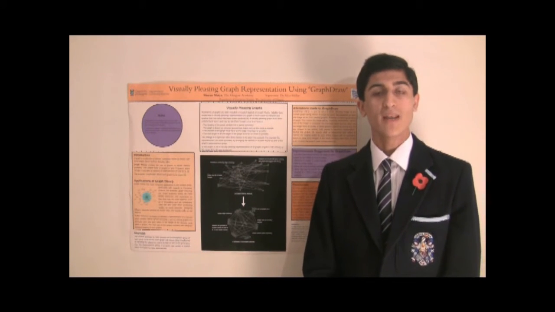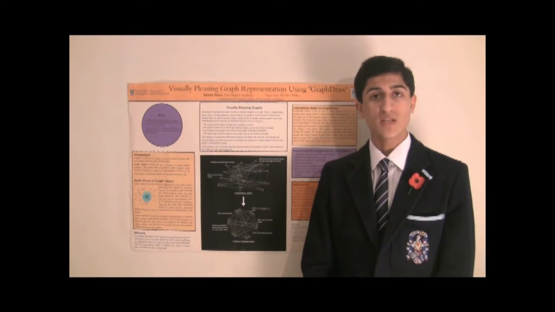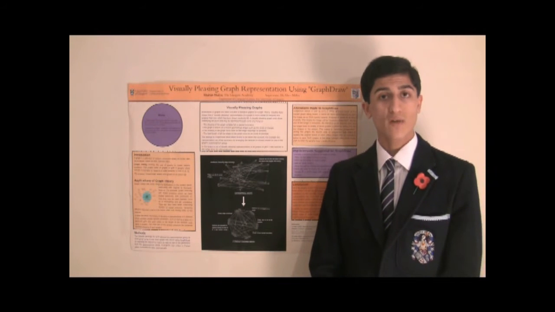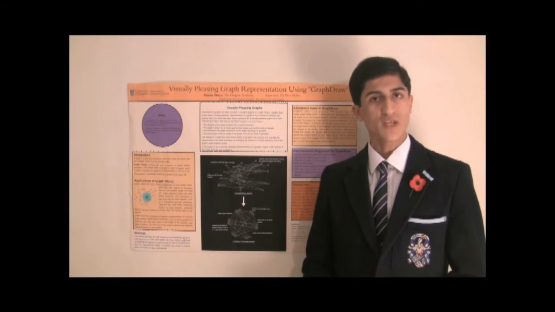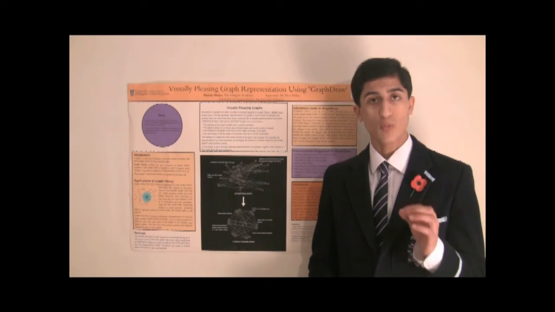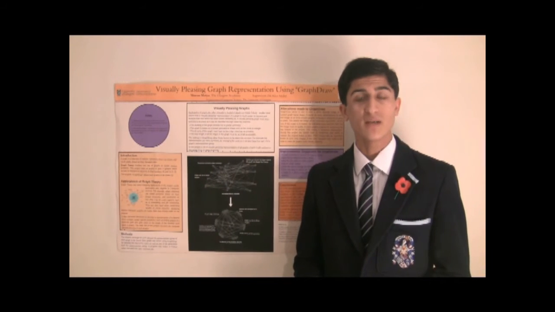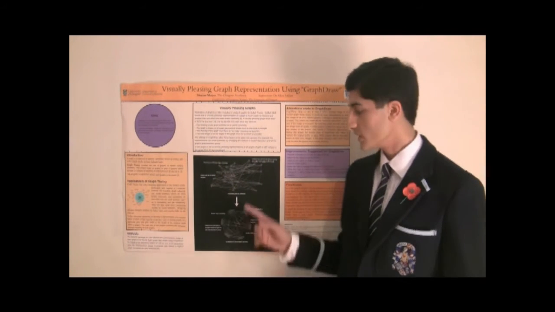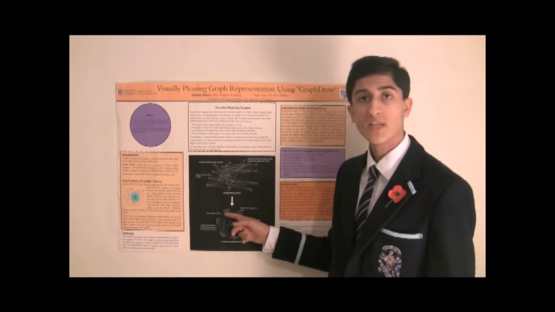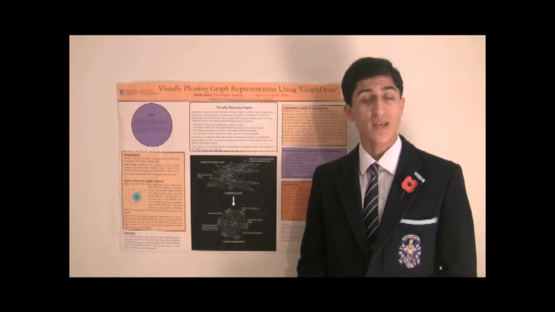I'm Sharan Maiya and I'm from the Glasgow Academy, and my project concerns the representation of graphs in a visually pleasing way using a program called GraphDraw. So in graph theory, which is a branch of discrete mathematics, graphs are used to show pairwise relations between objects. A graph is defined as a set of vertices, commonly drawn as circles, with some edges drawn as lines between them. And they're used to model various different situations and networks.